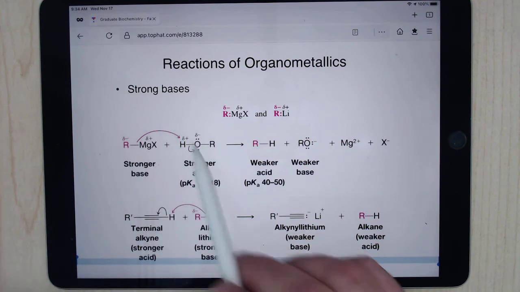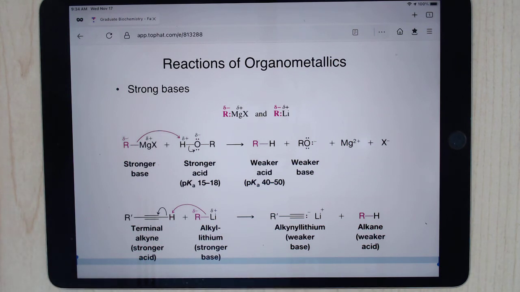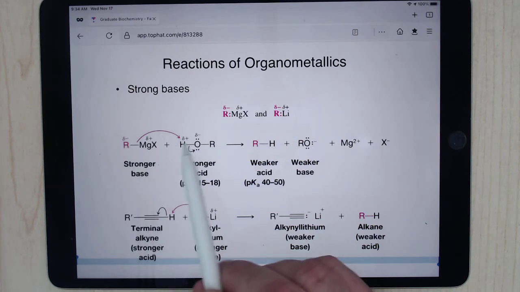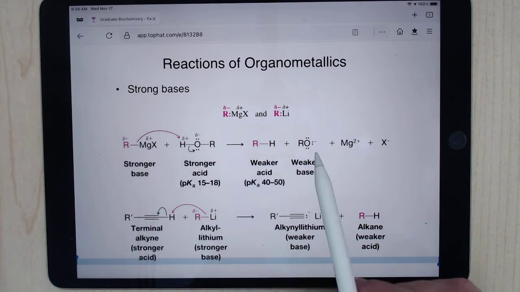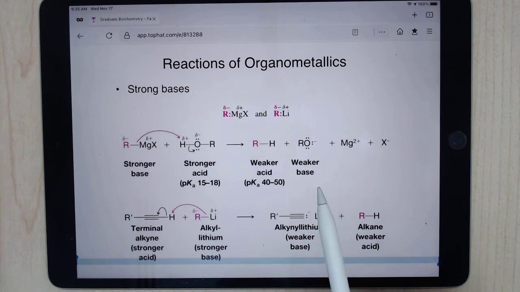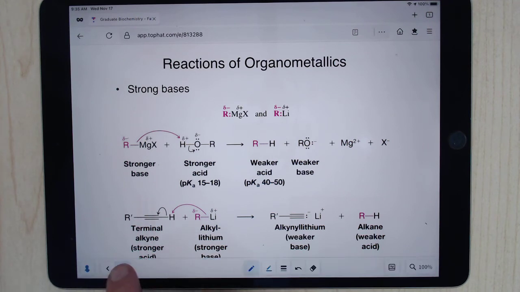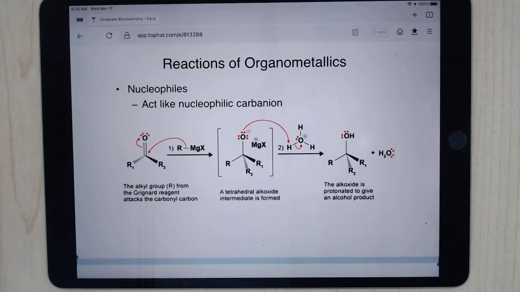Now you do have to be careful, right? Because if you get water or an alcohol in, mix that in with your organolithium or Grignard reagent, that carbon is going to grab this acidic hydrogen, and you're going to end up with just the alkane and a really expensive OH molecule or something like that. So you do have to be really careful to keep these reactions dry. But they can work as carbon nucleophiles.